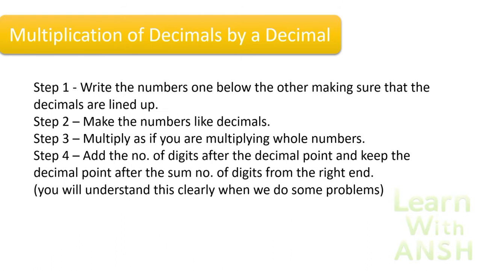Multiplication of a decimal by a decimal. Step 1: Write the numbers one below the other, making sure that the decimals are lined up. Step 2: Make the numbers like decimals. Step 3: Multiply as if you're multiplying whole numbers. Step 4: Add the number of digits after the decimal point and keep the decimal point after that sum number of digits from the right end. You will understand this clearly when we do some problems.